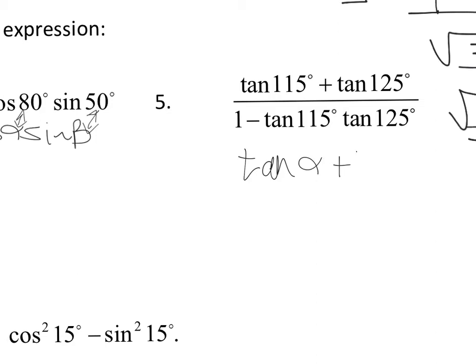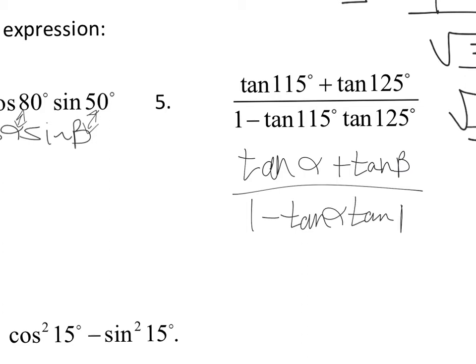Tan alpha plus tan beta over 1 minus tan alpha tan beta. Note, you could interchange alpha and beta. In this case, hopefully you see that alpha is 115 and beta is 125. It also lines up properly in the denominator. If we have a plus and then a minus, that's the tangent plus formula. So we have tangent of alpha, where alpha is 115 and beta is 125.